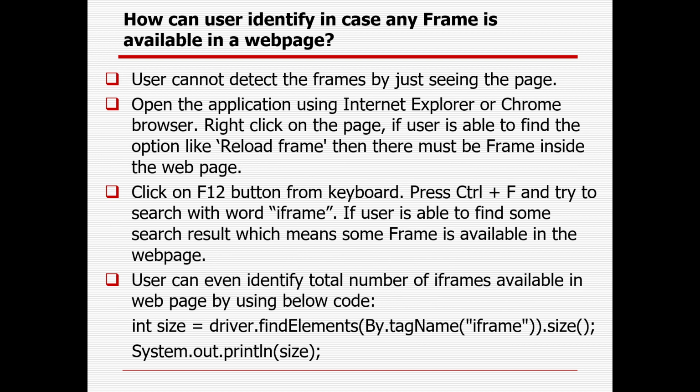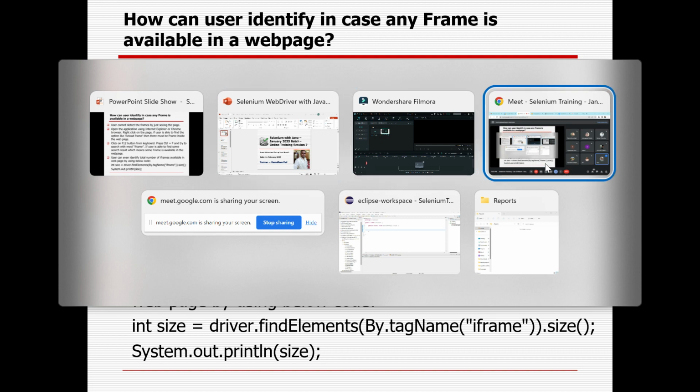So how can we do it? What problem will happen in case it is a frame? We cannot detect or understand it just by having a look at the page. It is not possible. So how can you understand whether the frame is available or not? It does not matter which browser you are opening. You can open any browser, like Firefox or Chrome. All the properties will be independent. It does not depend on browser-specific stuff.